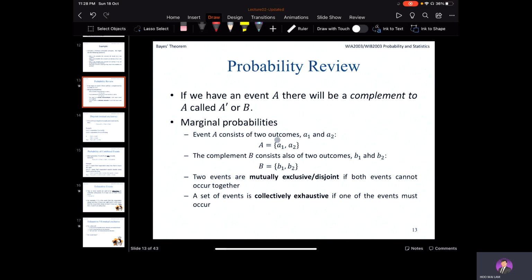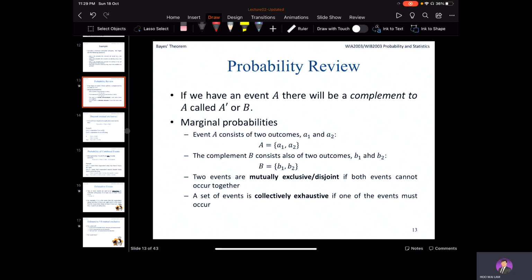Including event A consists of 2 outcomes. It can have A1, A2. For example, if the event is weather, then A1 can be rain, A2 can be no rain. The same goes for B1, B2. So it's possible for you to have this kind of outcomes. And 2 events are mutually exclusive and disjoint if both events cannot occur together, and the set of events is collectively exhaustive if one of the events must occur. These 2 we discuss further in the next few slides.